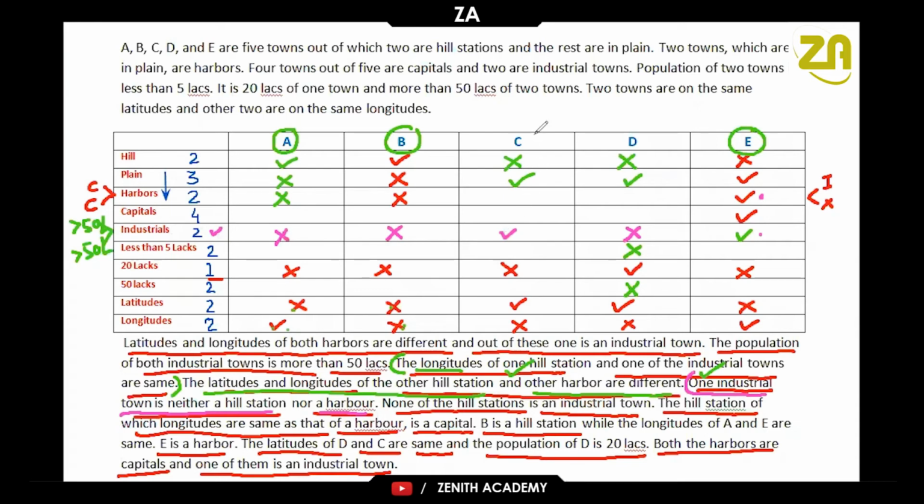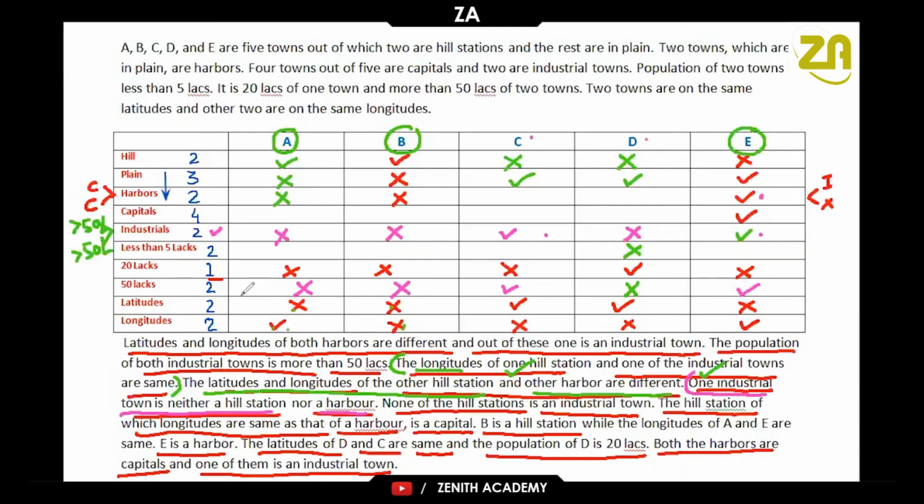Now you got both industrial towns, C and E. C and E both are industrial. Since C and E both are industrial, their population is going to be more than 50 lakh. So C population is more than 50 lakhs. E population also more than 50 lakhs. Look here, it was given that only two town populations are more than 50 lakhs. And you decided these two, so cancel out these cells. Okay.